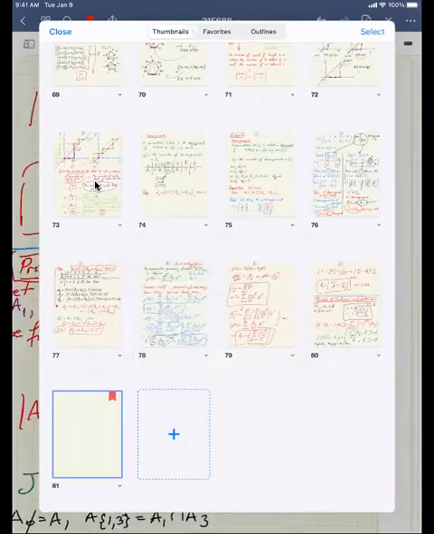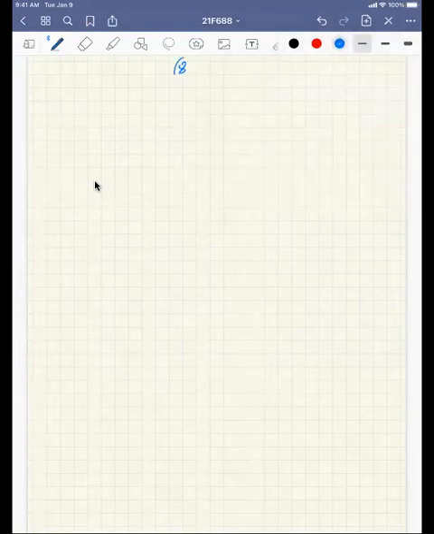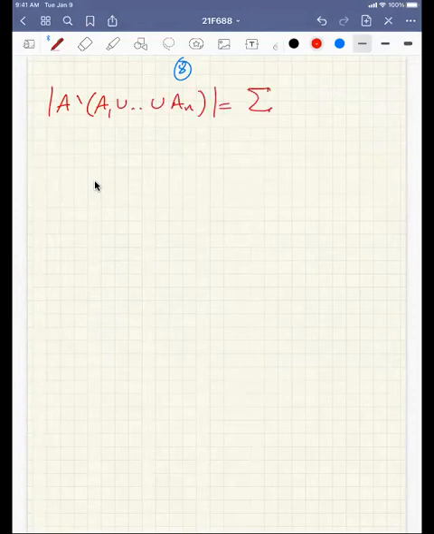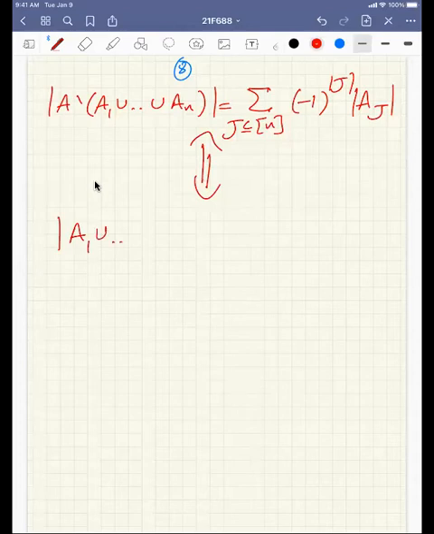Okay, let's state this again in a different way. So again, our first formula is the cardinality of A minus A1 union through An equals the sum over all J in n minus 1 to the cardinality of J, of the intersection A subscript J. This formula is actually equivalent to a formula in which, let's say, now you want just the cardinality of the bad sets.